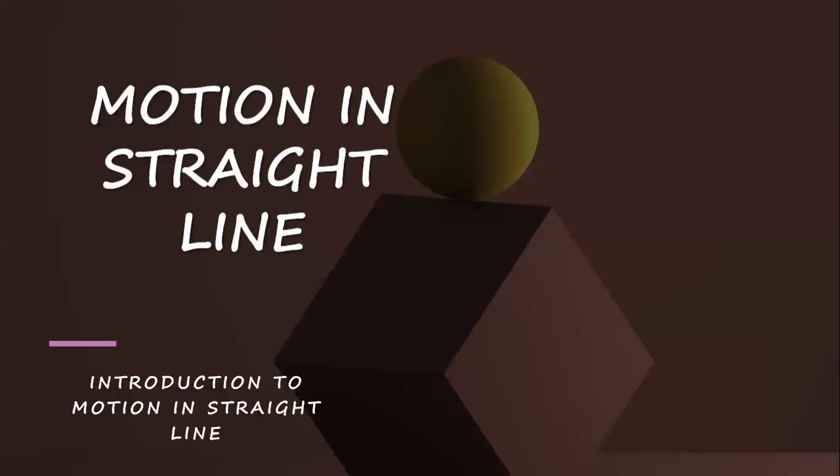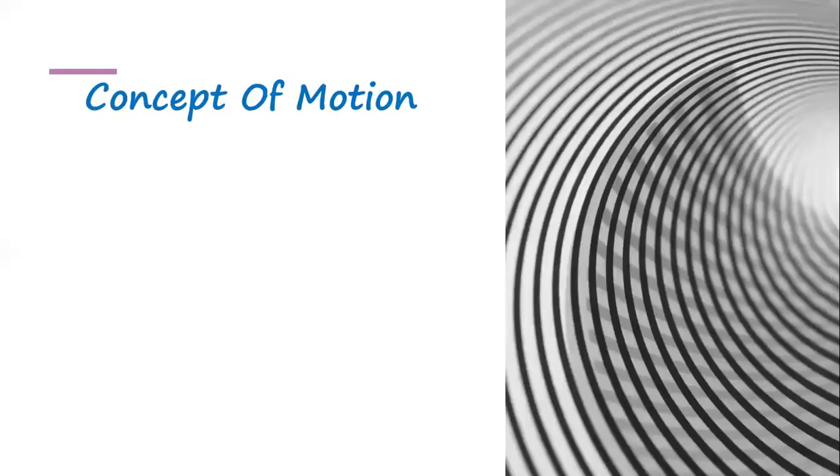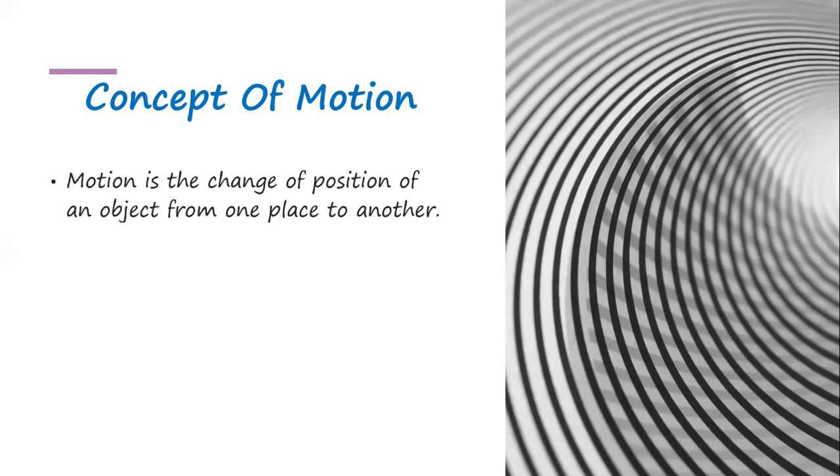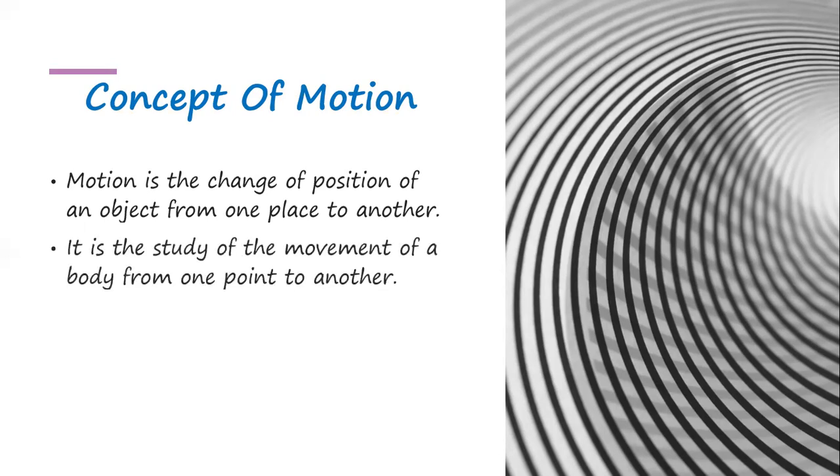Motion in a straight line is a new chapter, and we'll start simply with an introduction to motion in a straight line. This is the subtopic within this chapter. We'll start with the concept of motion. What do we mean when we say motion? Motion is the change of position of an object from one place to another. So when an object changes its position from a given place to another is what we call motion. Now, it is the study of the movement of a body from one place to another.